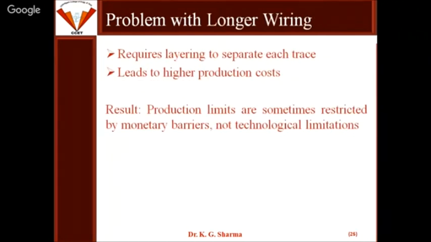Problem with longer wiring. Suppose we are using more layers to handle this problem of interconnection. If, say, 12 layers of interconnections are there, then the length of the wire is also required to increase. If the length of the wire is increasing, then because of the RC time constant, the delay is also increasing. So delays are not limited by the MOSFET; delays are basically limited by the interconnections, and this also leads to higher production cost. The result is that production limits are sometimes restricted by monetary barriers, not technological limitations.